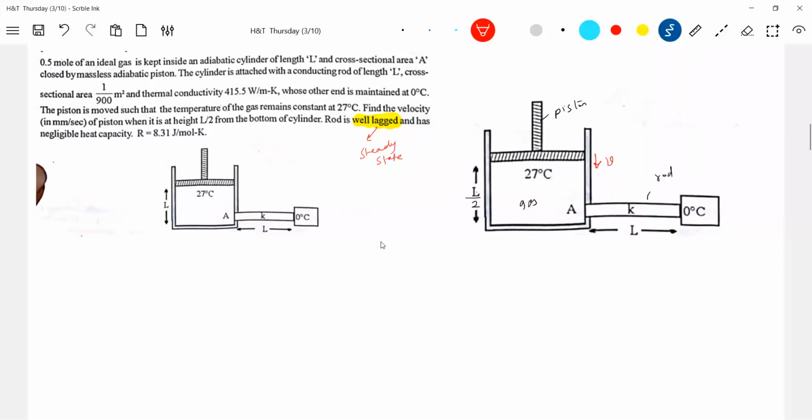Temperature of gas remains constant. Unless you notice this, it is not possible. I'm just picking up questions which are of some advanced level and have multiple ideas. So what process will the gas undergo? Isothermal process. So first you identify what process the gas is involved in.